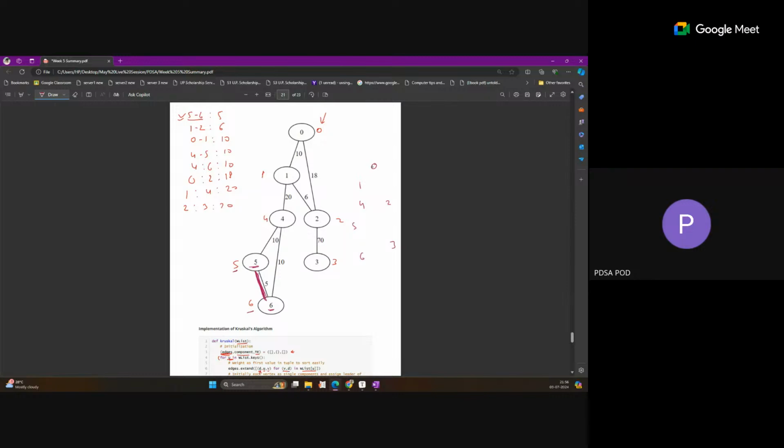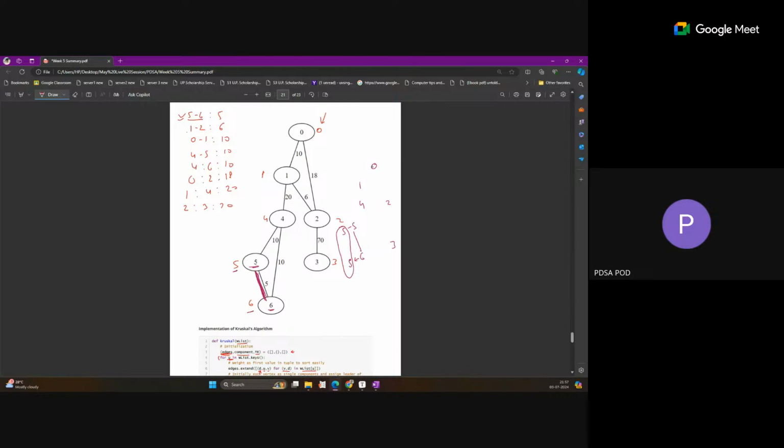So what we are doing, we are connecting this. Now this becomes one component. After connecting this edge 5 and 6, this is now one component. So now we will update the component value for all these vertices. The component for 5 will remain 5, and we will also update the component for 6 to 5. So now this represents that the component for 5 and 6 is 5. So that means these vertices belong to the same component.